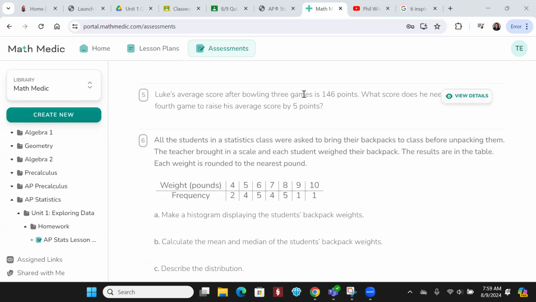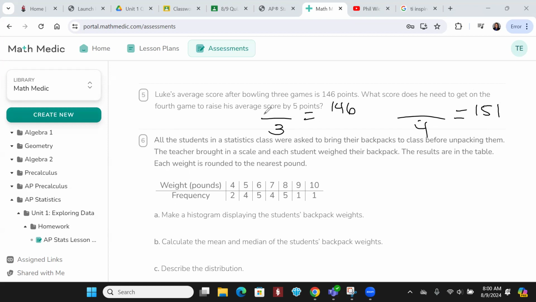So after the bowling game, he had 146. So his average score was 146 after 3 games. So what does he need to get on his 4th game to raise his average by 5 points? So you would look at this. I'm sorry, this would be 4 down here. You would add 5 points. That would be 151. And so what would be the average?